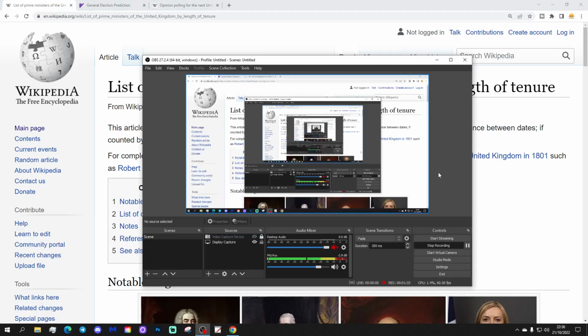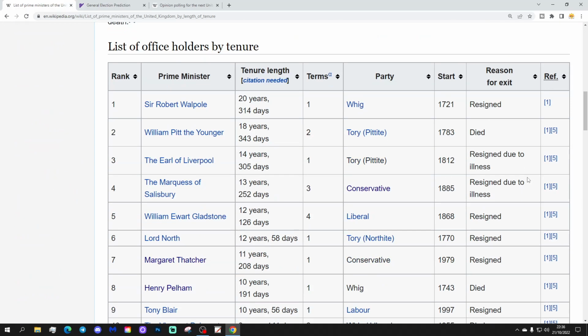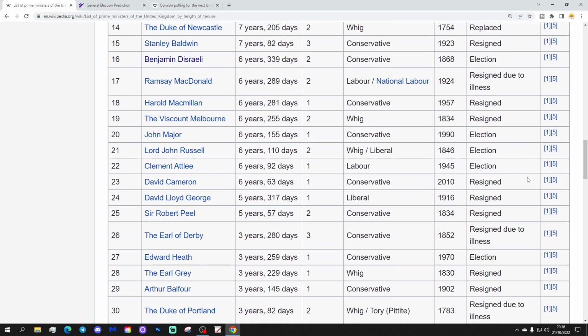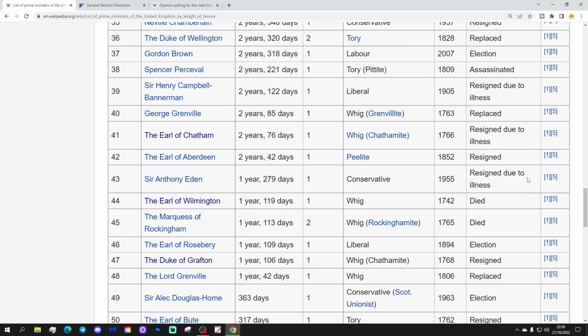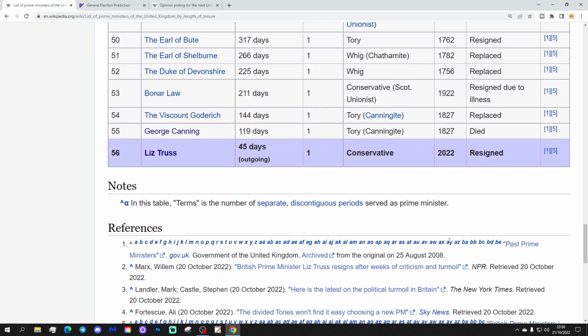So we are at the list of prime ministers of the United Kingdom by length of tenure page at Wikipedia. We've got all of the prime ministers listed by their length of tenure here. We've had 56 prime ministers. Liz Truss is the 56th. And there she is. So far, she has managed to do 45 days as the Prime Minister of the United Kingdom.